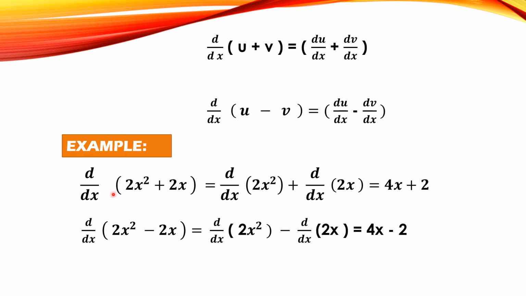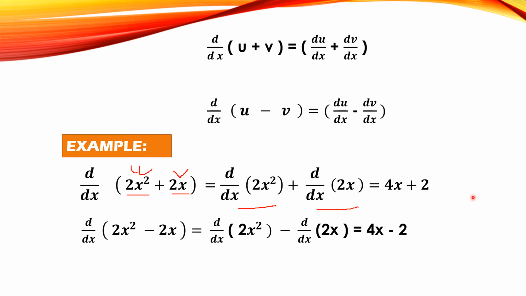Now for the first formula, the derivative of 2x square plus 2x. Now see, this 2x square is substituting for u out here, and this 2x is actually v. So when you are given the addition of two functions and you have to calculate the derivative, first find du by dx, the derivative of the first function, d by dx of 2x square, plus dv by dx, the derivative of the second function, which is 2x. Now the derivative of 2x square is 4x out here, and the derivative of 2x is 2. So what is the answer? 4x plus 2. That's it.